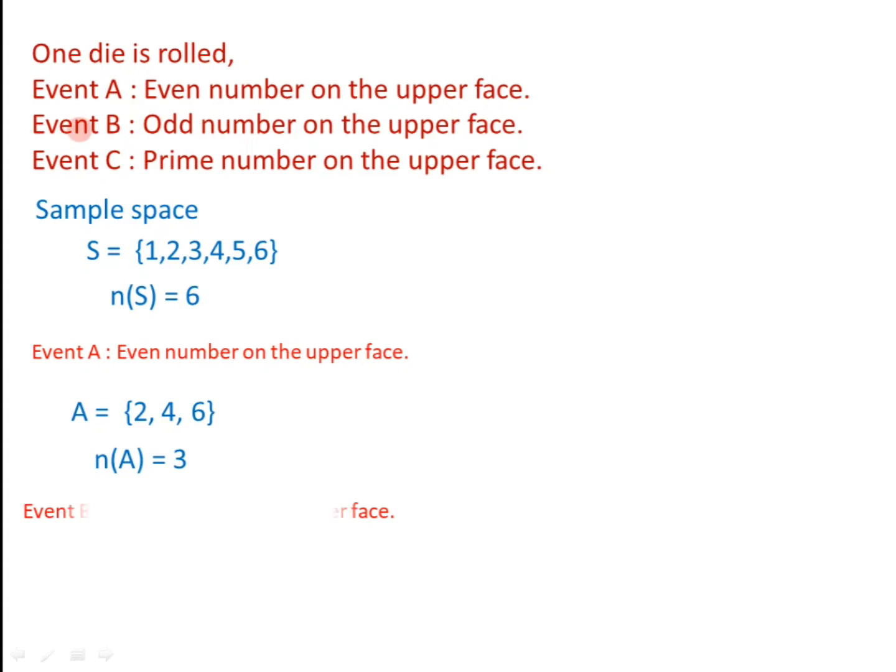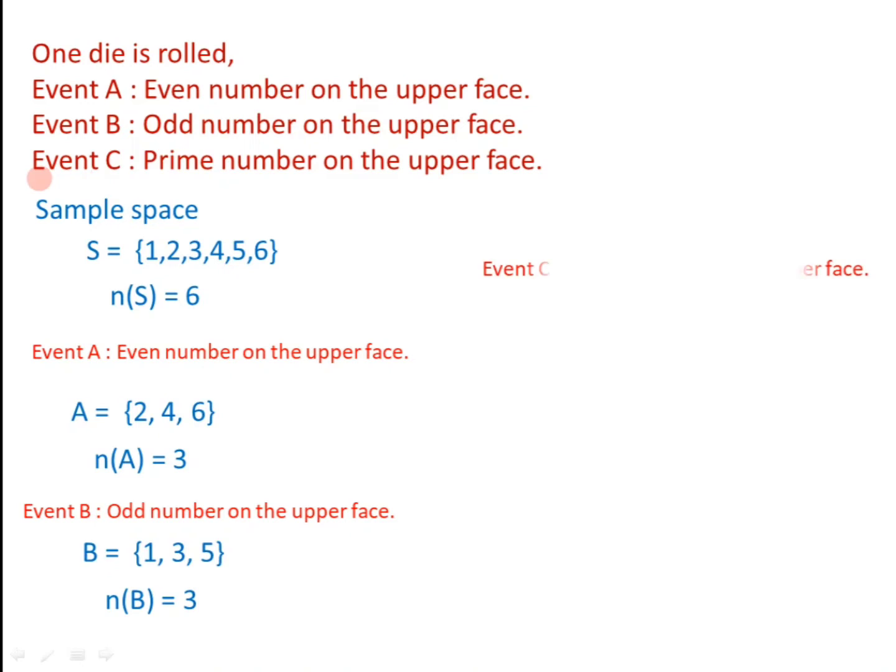Now let us consider the second event, odd number on the upper face. Now if we observe this sample space, we have numbers from 1 to 6. We have to find out odd numbers from these. So the first odd number is 1, then 3 and 5. So B is equal to, in curly bracket, 1, 3, 5. These are the 3 elements we can get. That's why n of B is equal to 3.